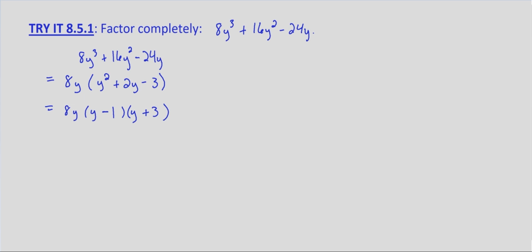Now neither one of the binomials can be factored. So this is our solution, and all that's left is we need to check our solution. And we do that by multiplying back through. So to check, we'll multiply the binomials first. So we're going to have 8y out front still. And then y times y is y squared.